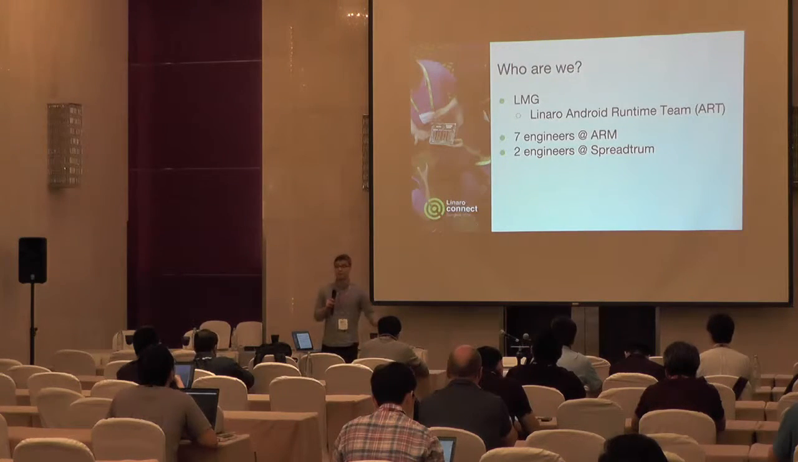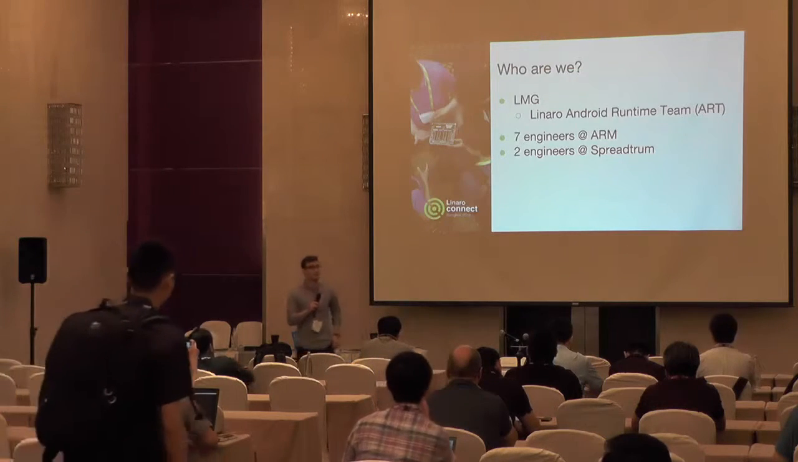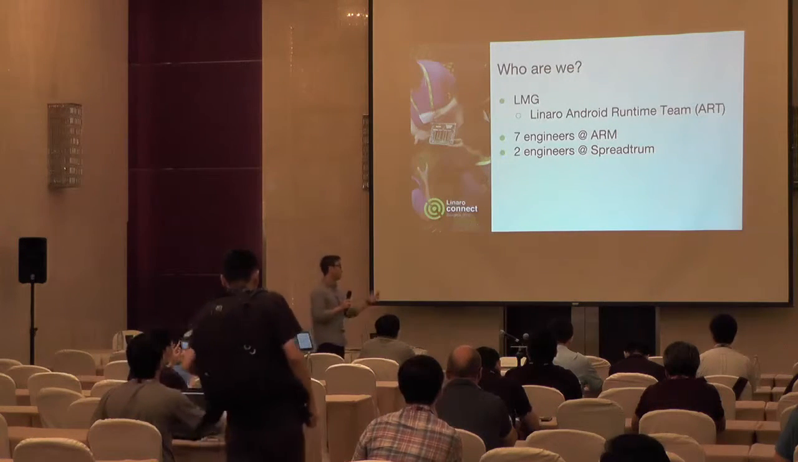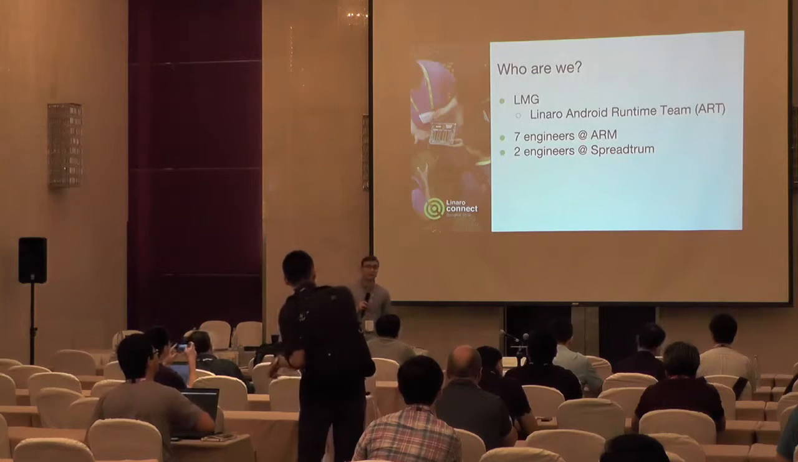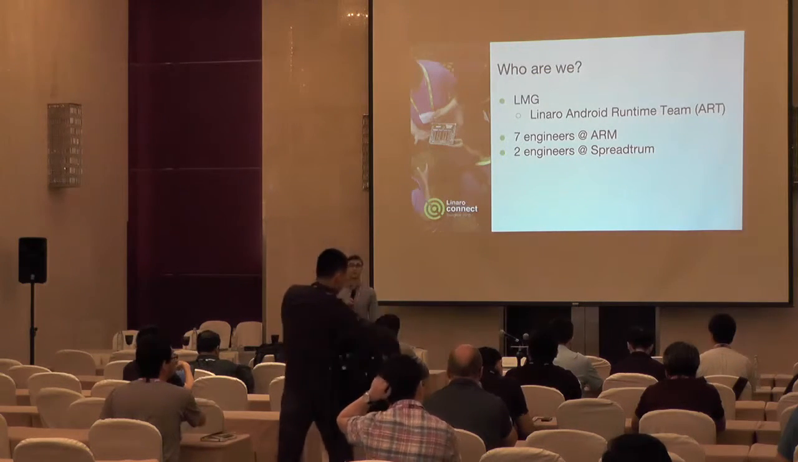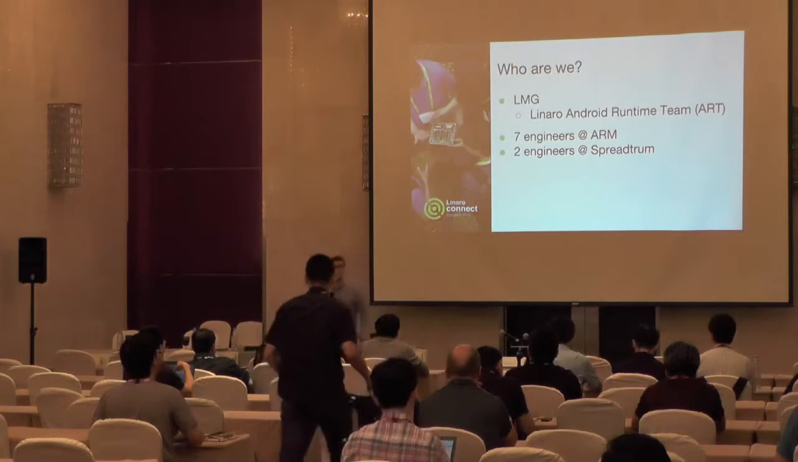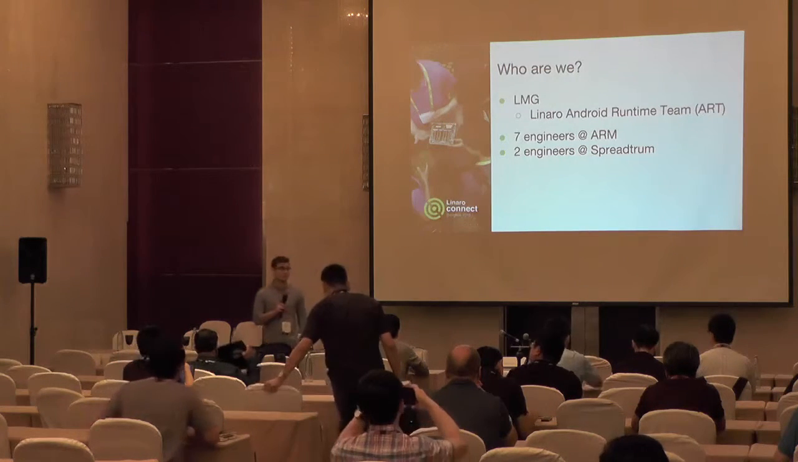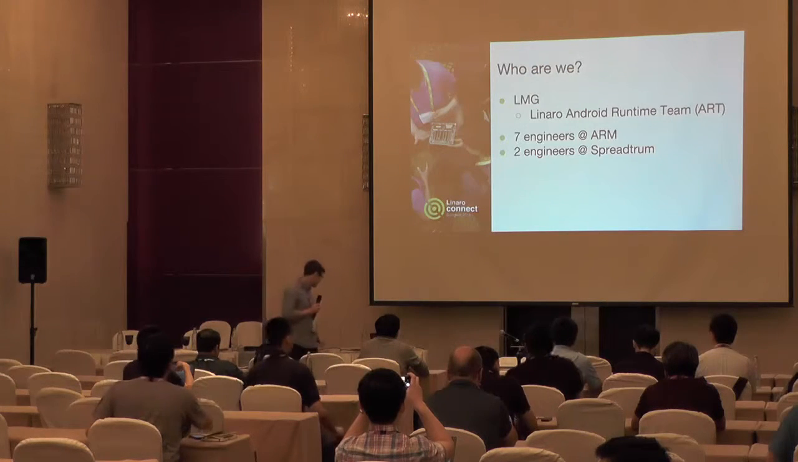So first of all, who are we? We are a team of 9 engineers currently, 7 engineers from ARM and 2 engineers from Spectrum. And I would like to thank our new engineers from Spectrum for joining efforts with us and helping us develop the next release of the ART optimizing compiler.